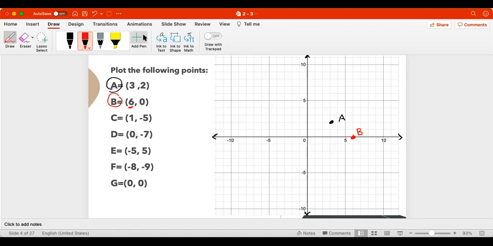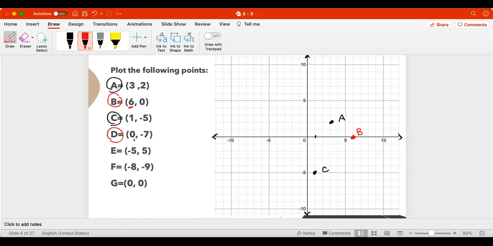I think I'm limited on the number of colors, so I'm going to have to go between black and red here. But if you have colored pencils, it's great to label these different points with different colors. So let's do C next. 1, -5. So x is 1, which is right here. And then I go down to -5. So that's point C.